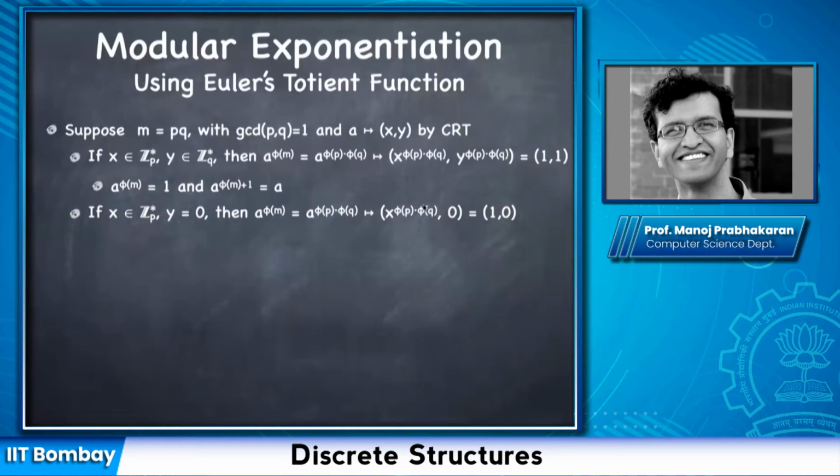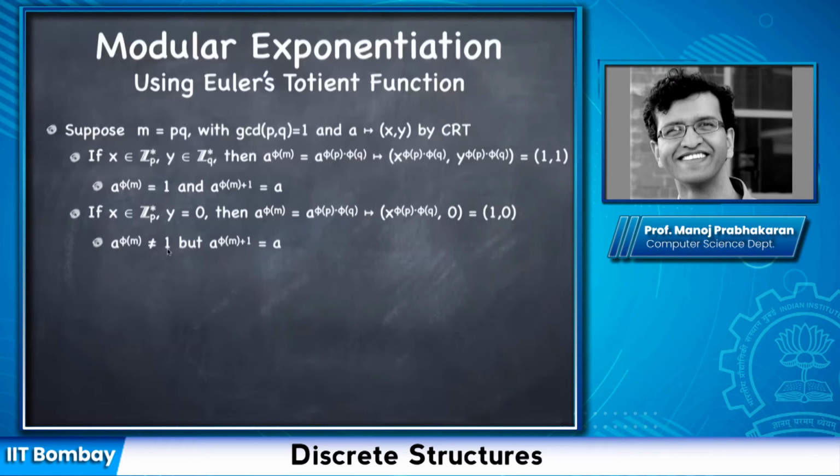Now I note that this was in Zq, this was in Zp. Now in Zp, this happens to be in Zp star, right? X is in Zp star. So I can apply Euler's theorem, and just as before, I'll get that it's 1. Okay. So now a to the phi m has the CRT representation 1, 0, which is not the same as 1. So a to the phi m is not equal to 1.